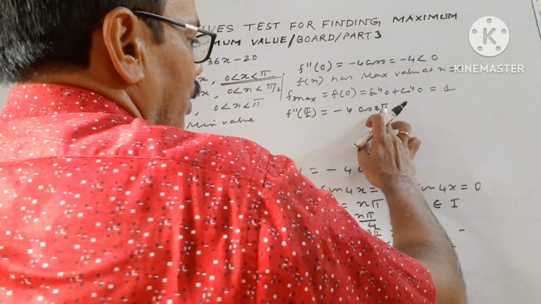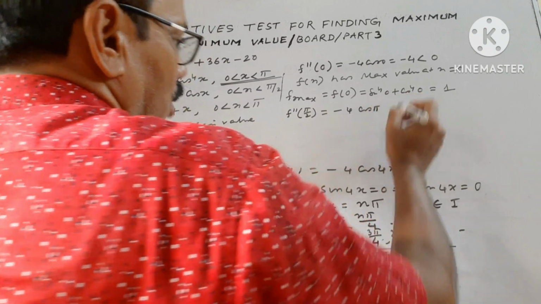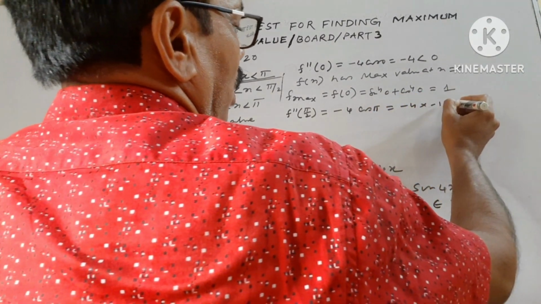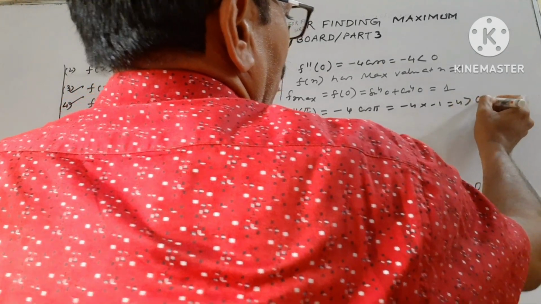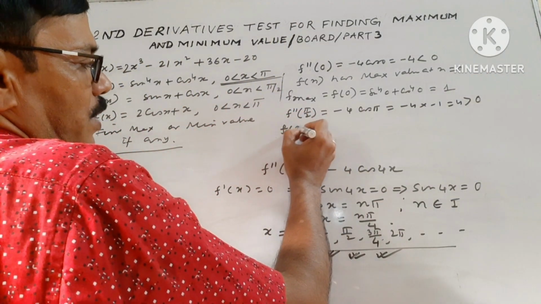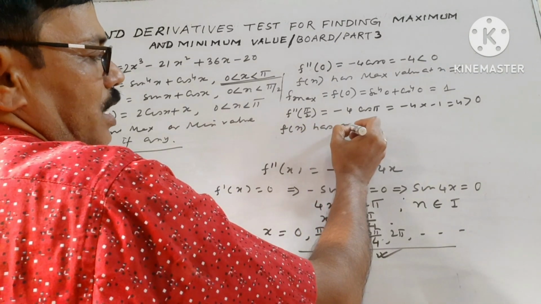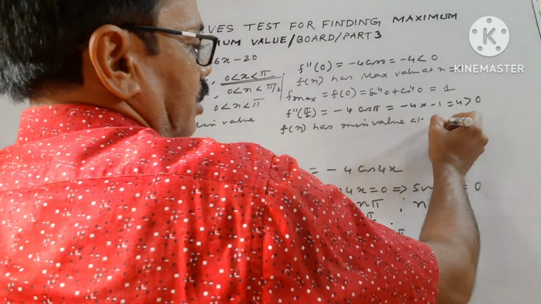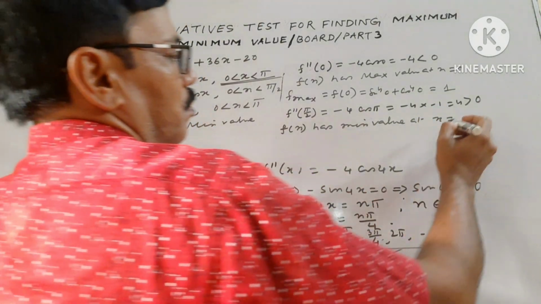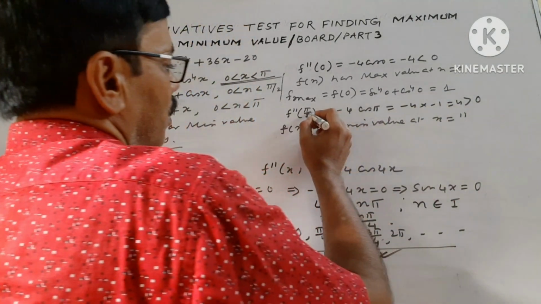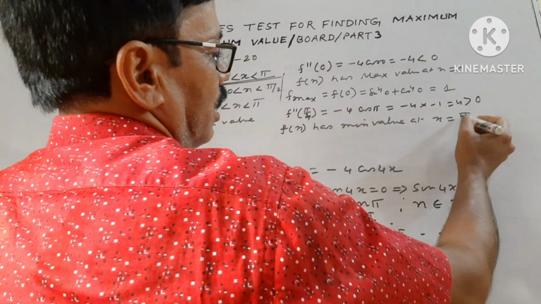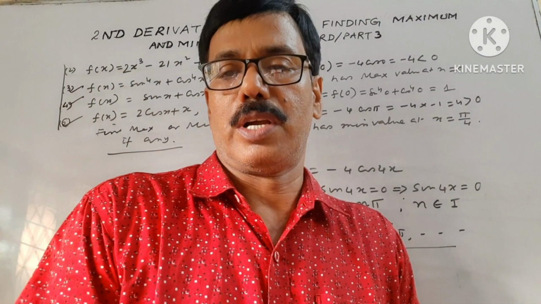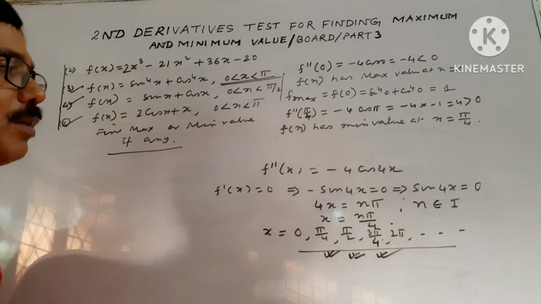Four into pi by 2 is cos pi, so minus 4, minus 1. So 4 greater than 0. So f(x) has a minimum value at x equals pi by 4, not pi by 2, sorry, pi by 4. f(x) has a minimum value at x equals pi by 4.